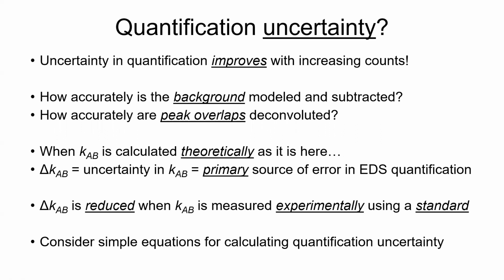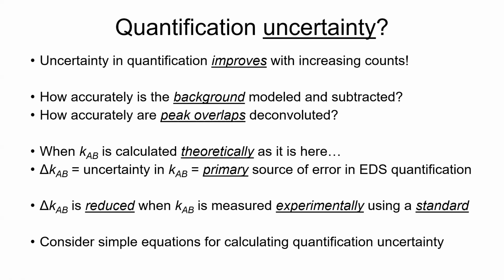So the first thing to keep in mind is that your uncertainty is always improved as you collect more counts. The more counts you can collect, the better your quantification uncertainty will be. You also have to keep in mind things like how well you're removing the background. You want to make sure you're doing that accurately, particularly if your peak is not a very strong one. If you have the issue of peaks that are overlapping, how well are you deconvoluting those peaks? So you want to make sure your math is good.